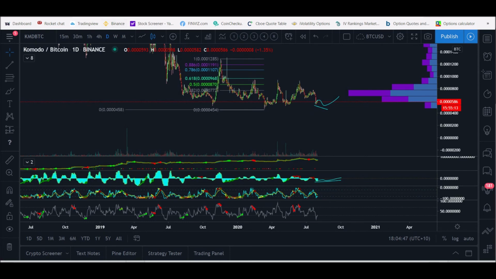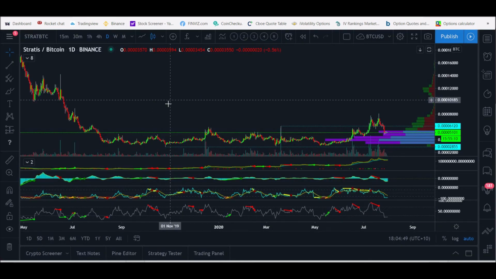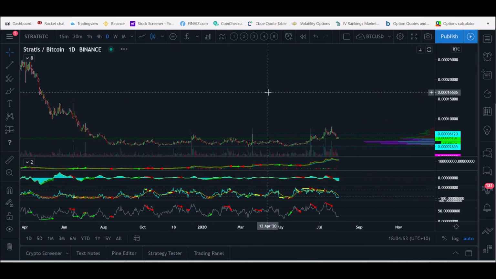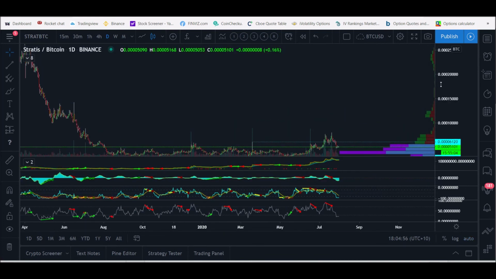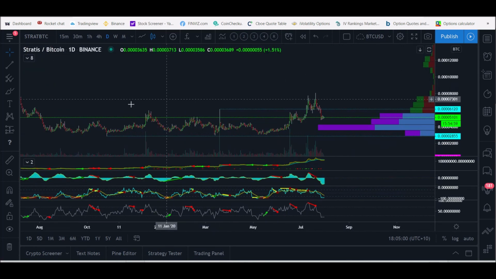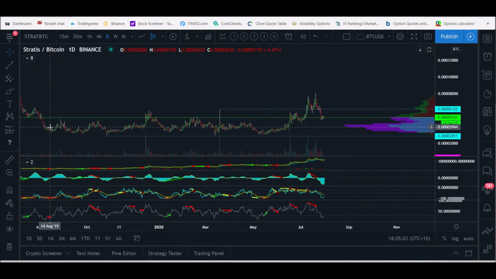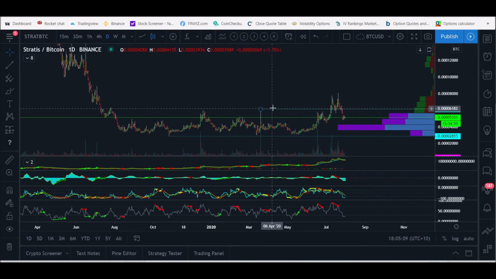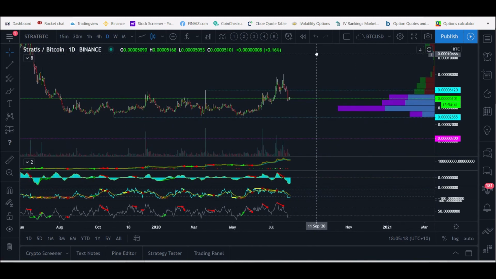Anyway, moving on. Last one is Stratus. Everybody knows that this is my baby, I guess, if you want. I've been in Stratus for quite some time now, so you can see accumulation from August, so nearly a whole year. We have broken up above this range, so we have been bouncing in this range for quite some time. We did break out, we have come back down in.